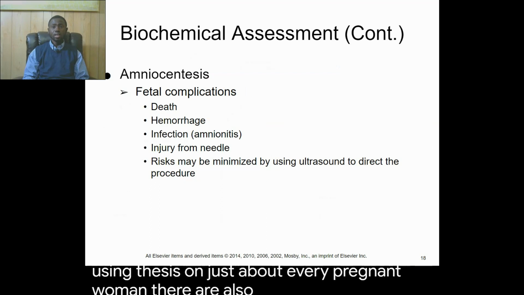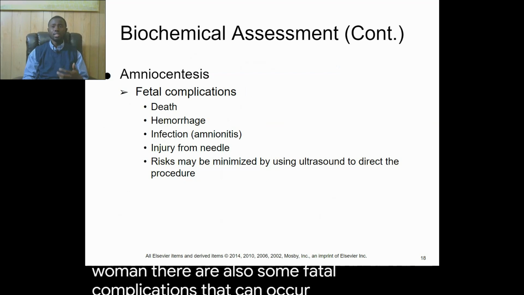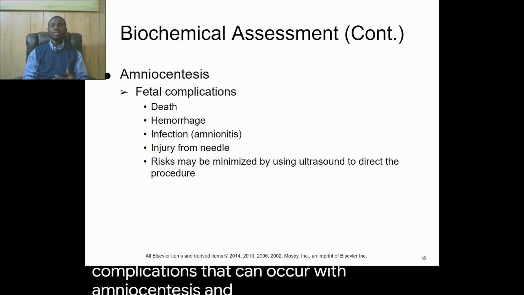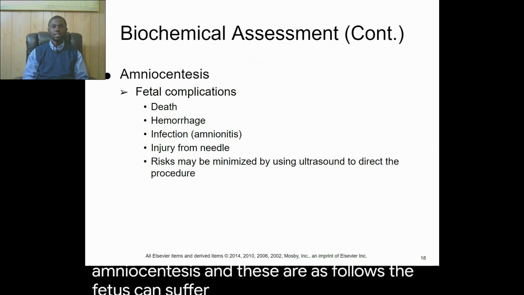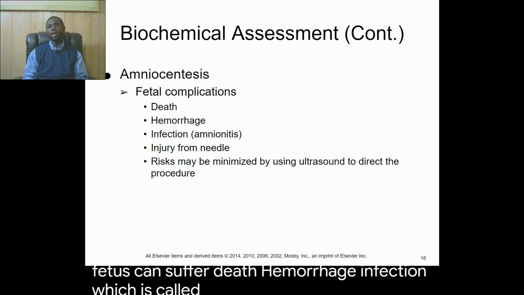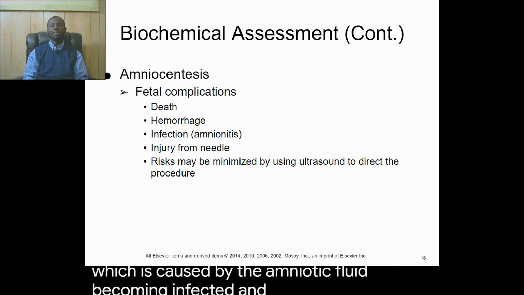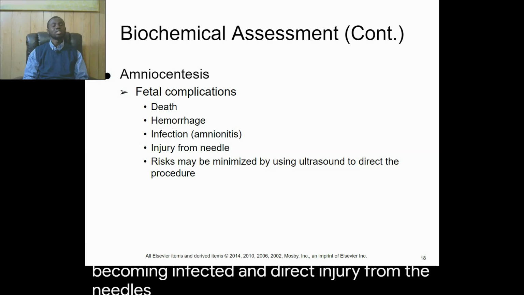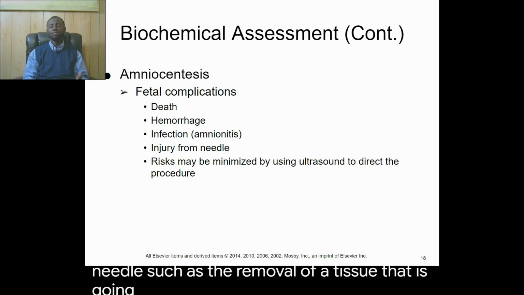There are also some fetal complications that can occur with amniocentesis, and these are as follows. The fetus can suffer death, hemorrhage, infection, which is caused by the amniotic fluid becoming infected, and direct injury from the needle, such as the removal of a tissue that is going to develop into some body parts.